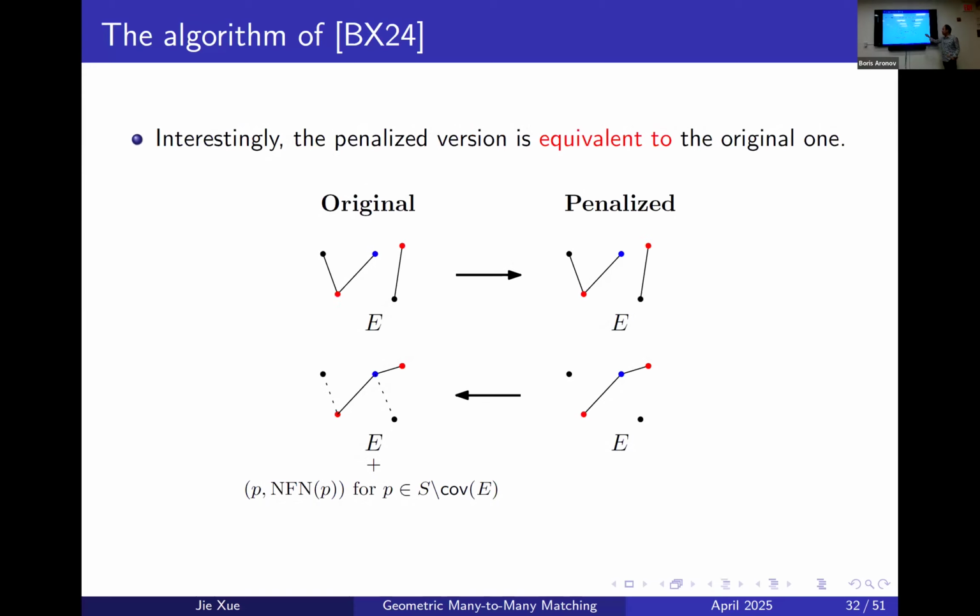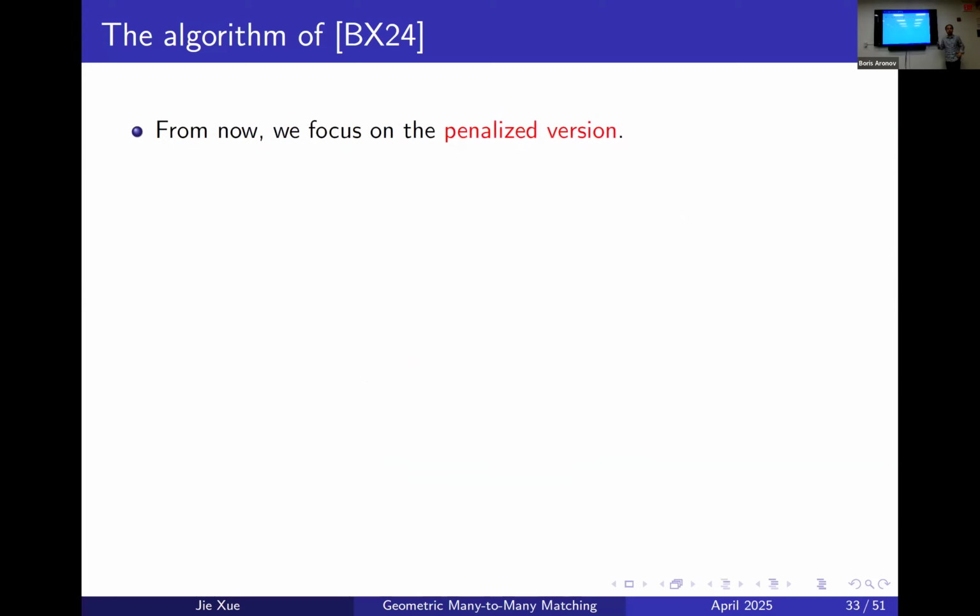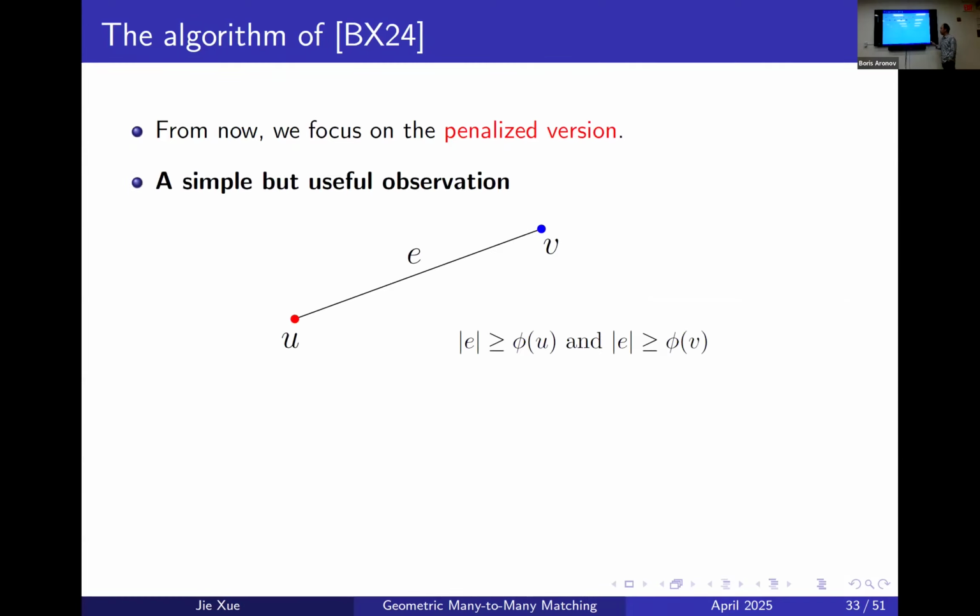The benefit of doing that is that in the original problem, not every set of edges forms a solution. But in this penalized version, you don't have any restriction on the feasible solutions. The only thing you care about is the cost of your solution. So it's now more convenient to handle this version of the problem. From now on, let's focus on the penalized version.